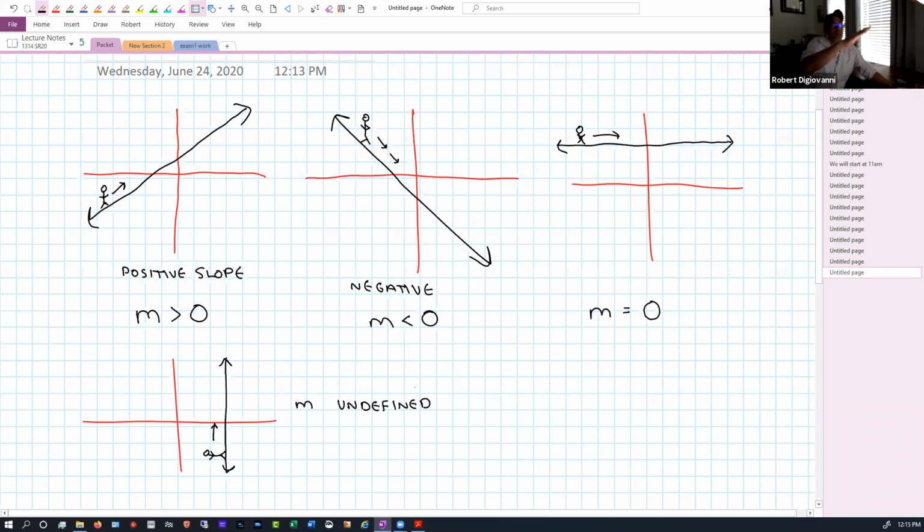So these are your 4 possibilities with slopes. Positive slope means you go up as you move from left to right. Negative slope means you go down as you move left to right. Slope of 0 means you're not moving up or down at all, you're just going flat. And then anytime you have a vertical line, the slope is undefined.